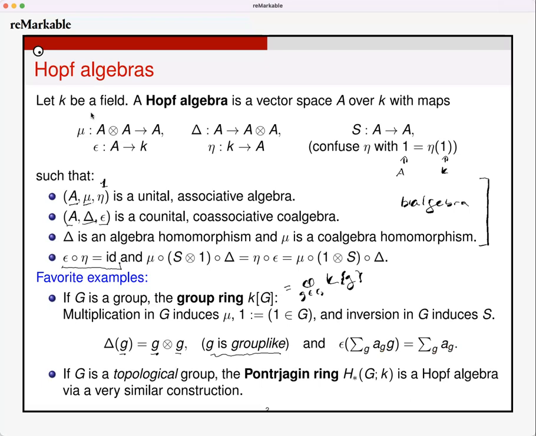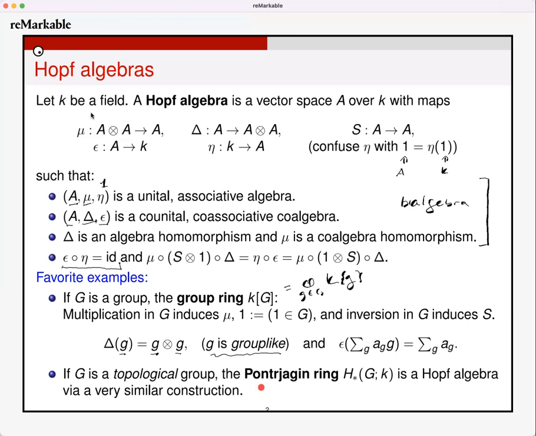There's a very similar construction if you ask further that it's not just a discrete group, but a topological group. You can take the homology of the group with coefficients in your field K, and this also becomes a Hopf algebra, and almost word for word, everything is induced by the corresponding constructions in the group itself: the multiplication in the group, the diagonal of the group in terms of the category of spaces induces the diagonal on the Hopf algebra, and so on.